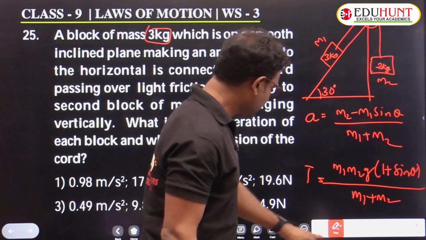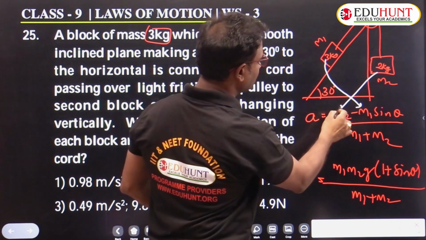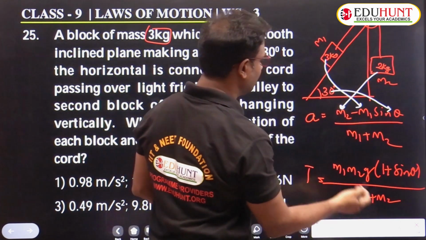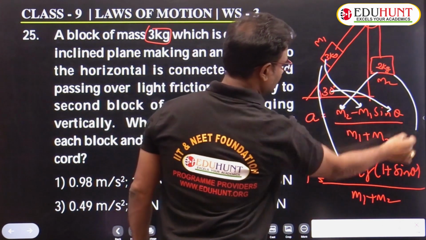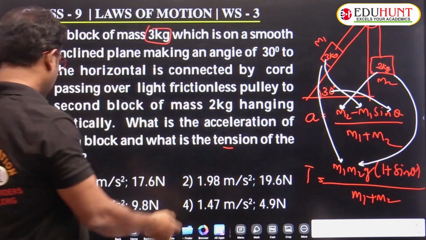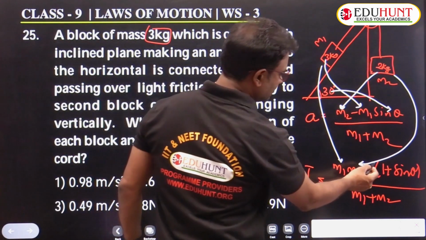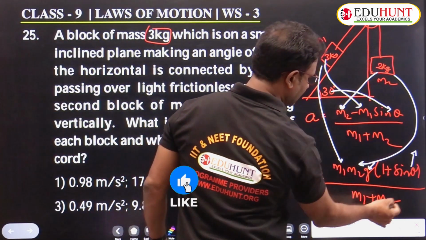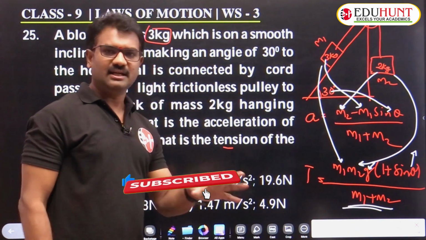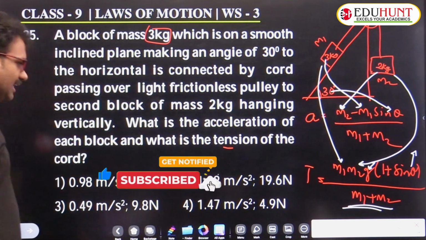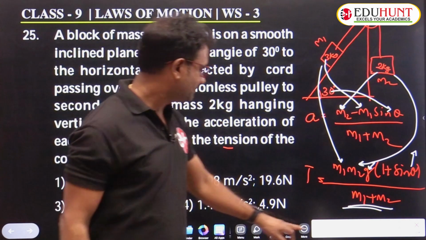Here m1 means 3 kg. Just substitute 3 in place of m1. m2 means 2 kg. Put it here. Sin theta means sin 30. That's it. Here also the same. m1 means 3 kg, m2 means 2 kg. Take g as 9.8 because the answer is related to 9.8, and sin theta means sin 30 degrees, and m1 plus m2 means 3 plus 2. So you simplify and you will find the answer. It is a direct formula substitution problem.